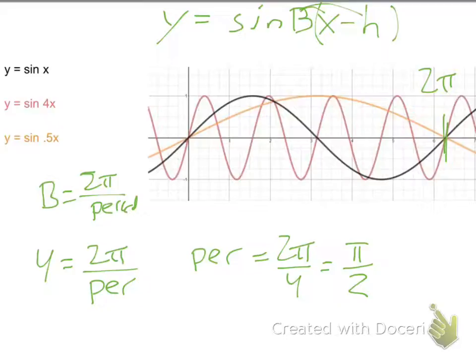Pi over 2. We talked about that the very first day again. 1.57. Where does it start to repeat again? It goes from here, up, down to right there, which is 1.57. Guys, the whole entire rotation is happening quicker by a factor of 4. It's 4 times quicker. The frequency is increased by 4.